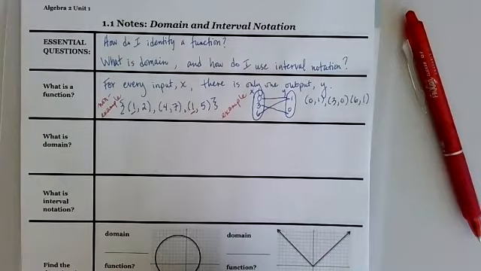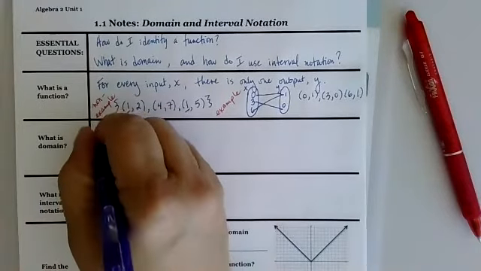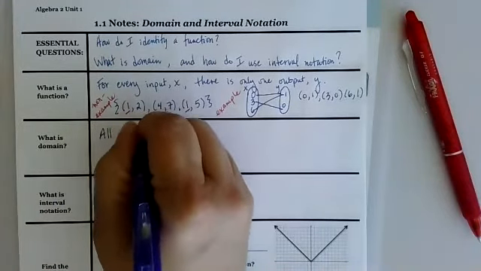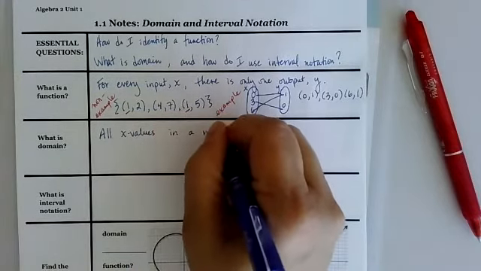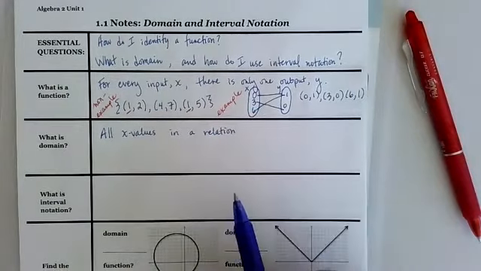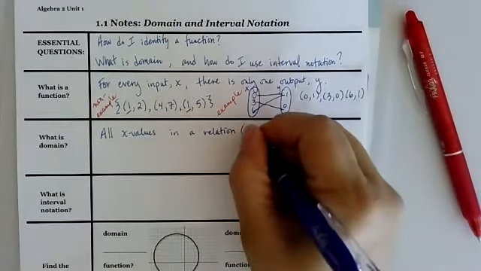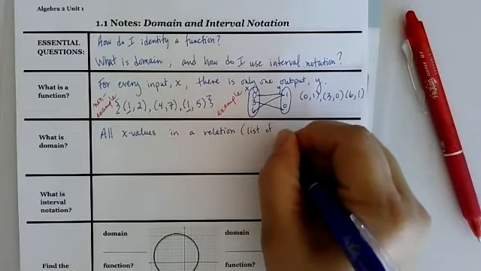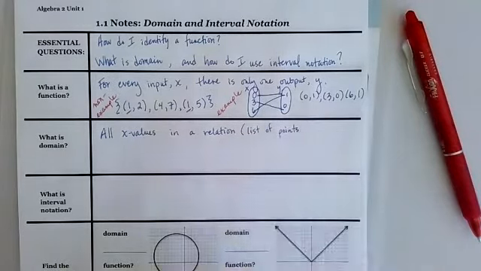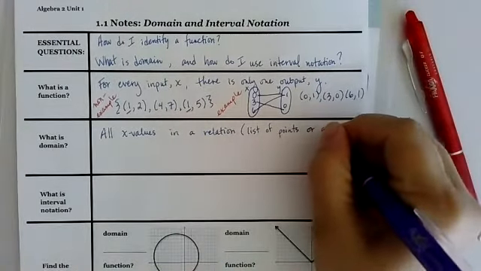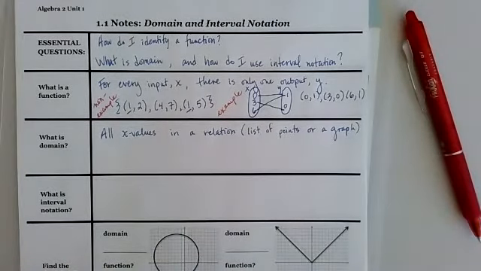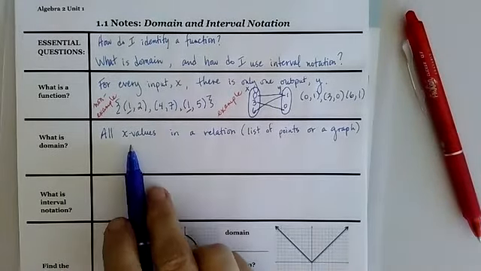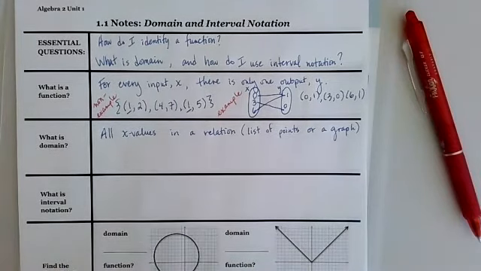Now, what is domain? Well, domain is all the x values in a relation. If you have a graph or a list of points, or a graph, that may or may not be a function, I can still, if I list all of the x values, show the domain, even if it's not a function.